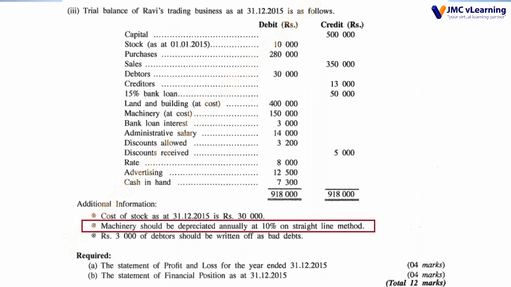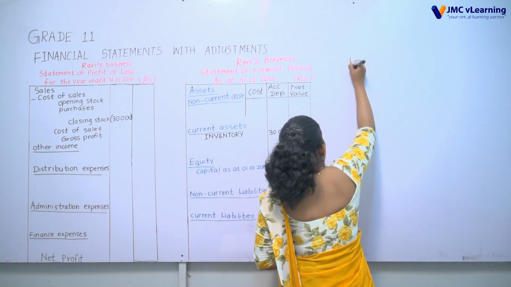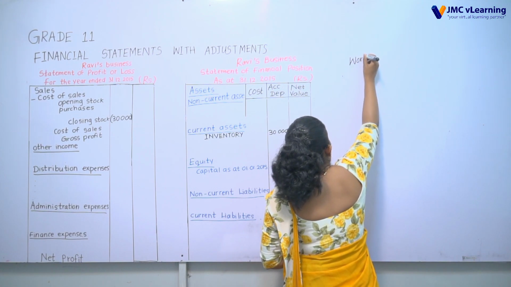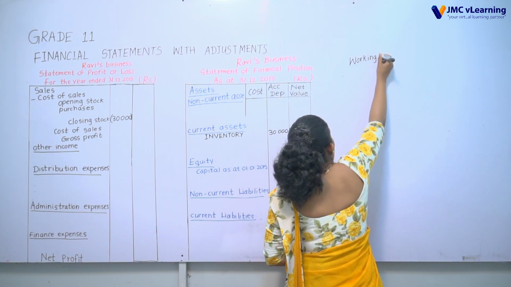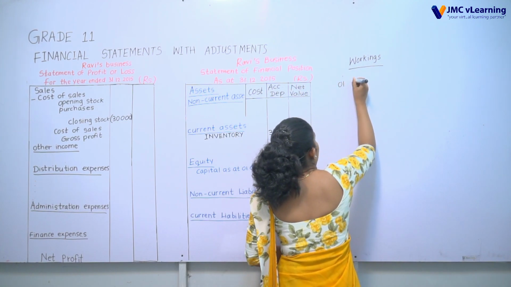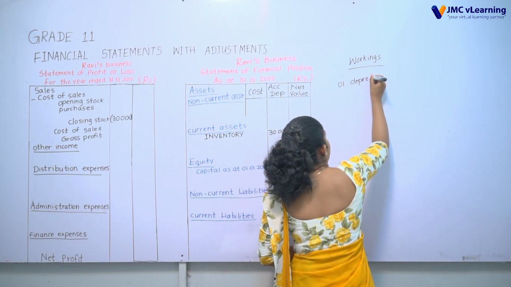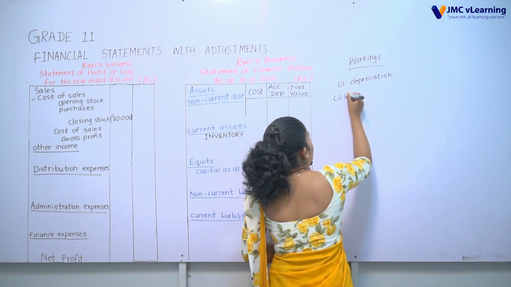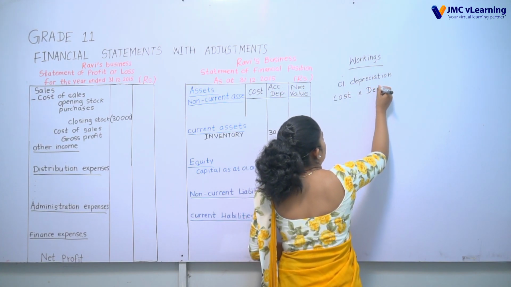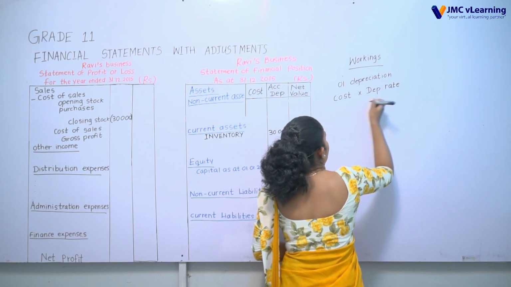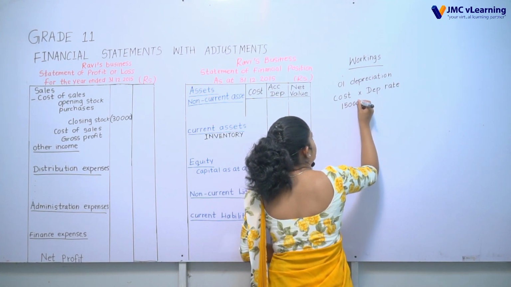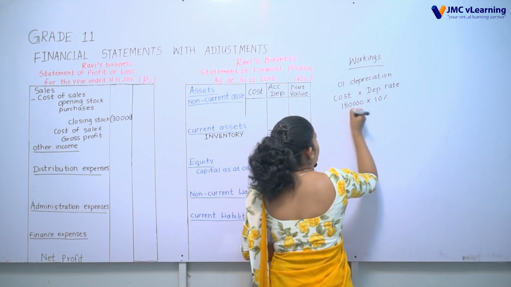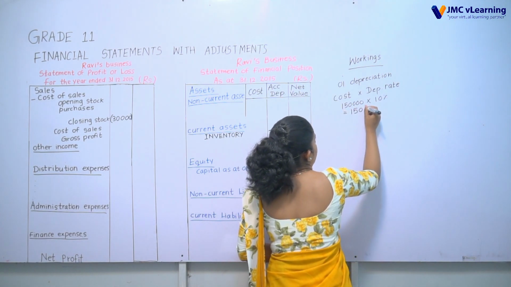So, the additional information says machinery should be depreciated annually by 10%. So, we have to find the cost. Yes, they have given the cost as 150,000. So, working number 1, depreciation: cost into depreciation rate, 150,000 into 10%, 15,000.